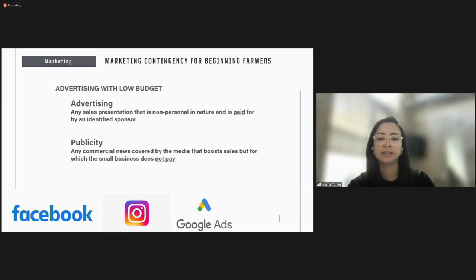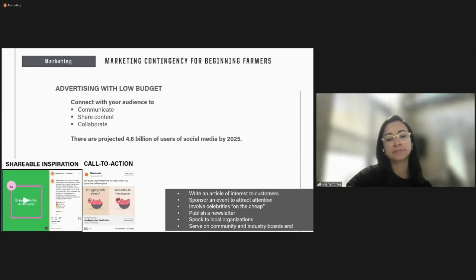Publicity are things that you can do that you're not going to pay for. So for example, you're posting on Facebook, Instagram or Twitter. Advertising is things that you pay for. So if you're advertising on Facebook, or boosting posts or doing Google ads, then that is advertising. Next slide, please. And you can do that with a low budget.